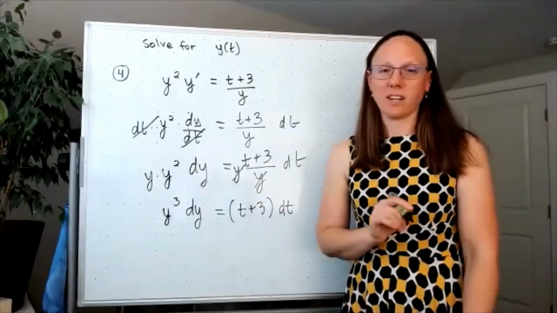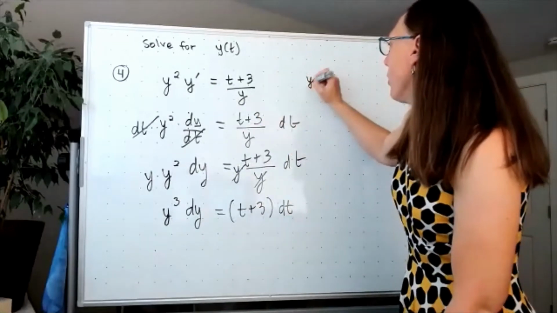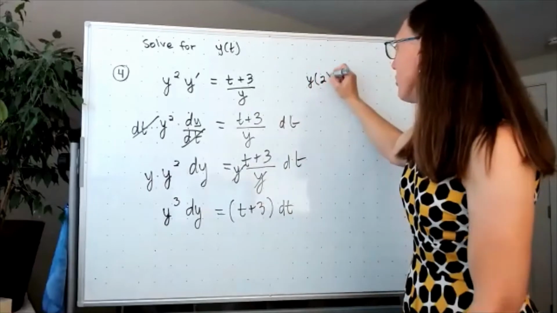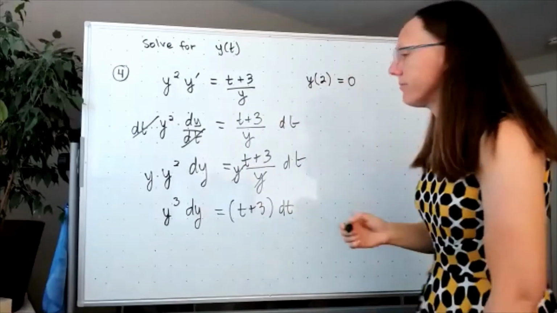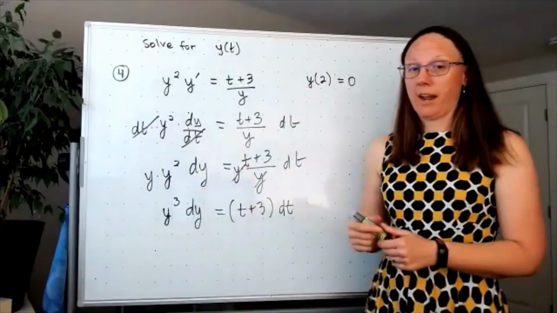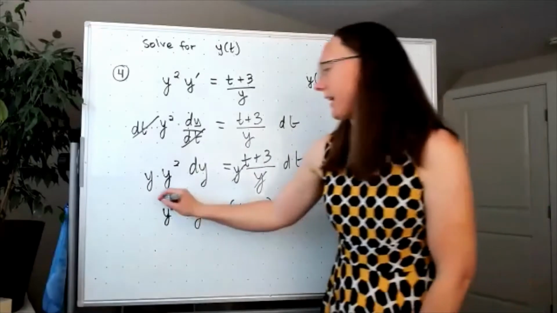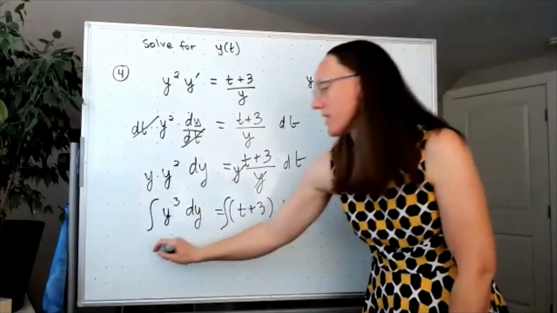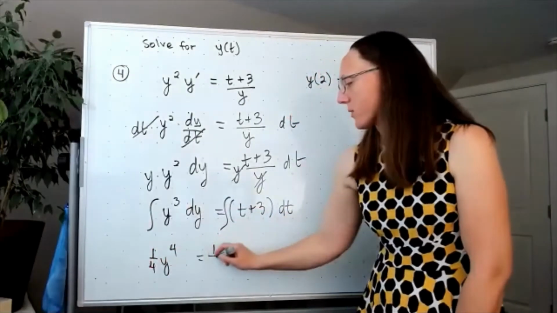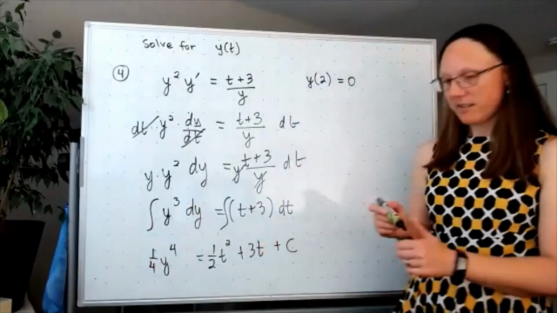And I just realized I said I was going to give us an initial condition. So let me make up an initial condition really quick. Let's say y of 2 is equal to 0. Let's see what happens. So I am ready now that I've got my y's separated from my t's. I can take the antiderivative of both sides. So I'll get 1/4 y to the 4th. And over here, that's a 1/2 t squared plus 3t plus a constant.